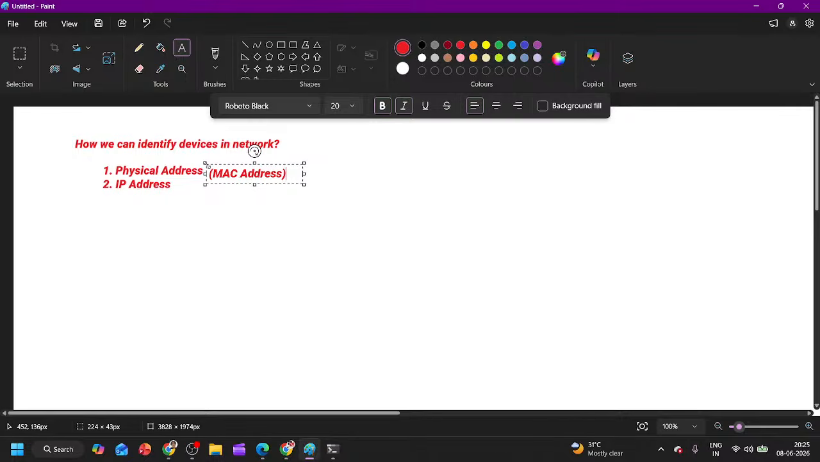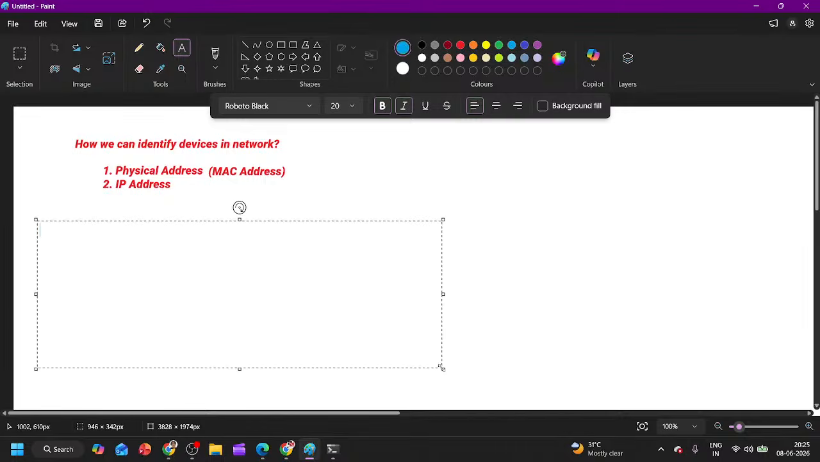Let's understand both addresses one by one. Let's start with MAC address. What do you guys know about MAC address? Tell me, anyone. Whatever you know about MAC address. MAC address is the hardware address. It is a unique address. It is a 48-bit address. Good. One minute, let me write it also. 48 bits address. Correct.